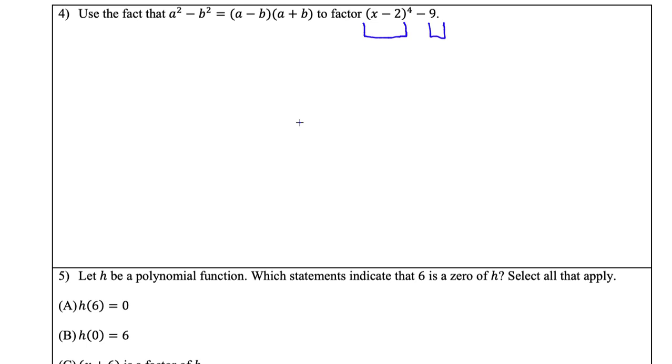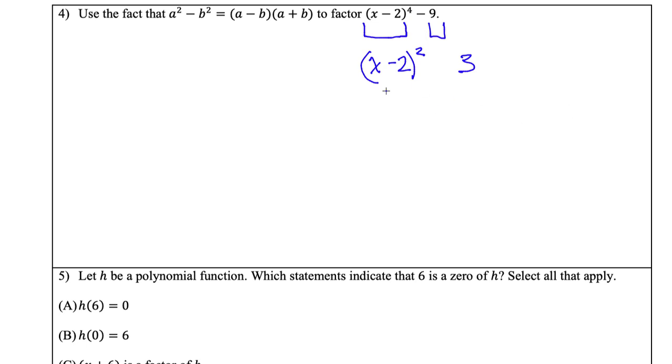So if I take the square root of each of them, the square root of x minus 2 to the power 4 is x minus 2 to the power of 2. If I take the square root of 9, I get 3. Whenever I'm trying to do a difference of squares and using the formula, I will always be taking the square root of the first number and the square root of the last number. The way that I take the square root when I have a power is divided by 2. 4 divided by 2 is 2. So if this was to the power of 6, 6 divided by 2 would have turned into a 3. Just divide that power by 2. That's the same thing as taking the square root.